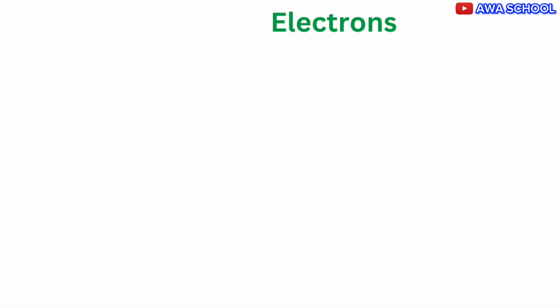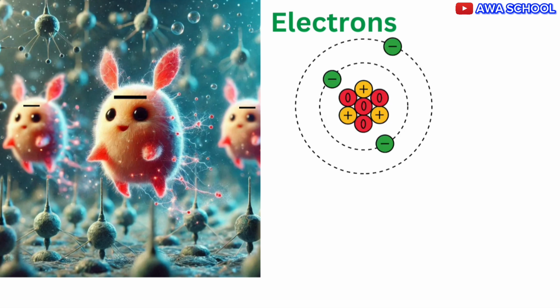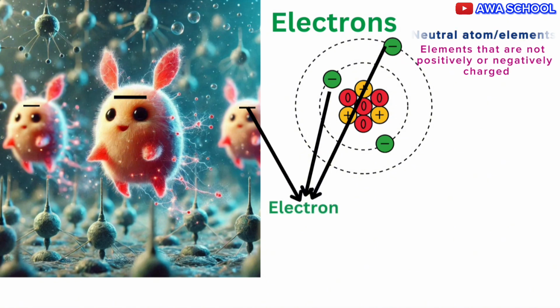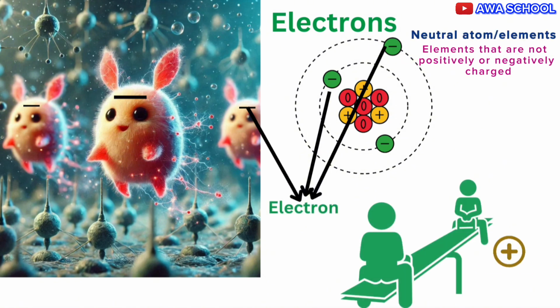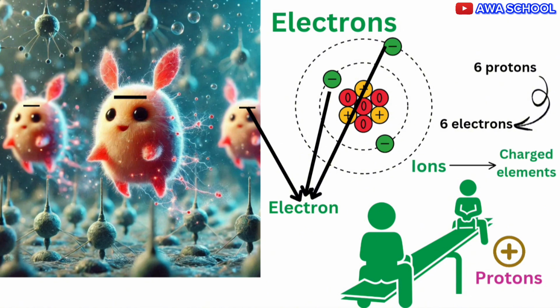So we will assume electrons to be the tiny energetic creatures with a negative charge that move around the nucleus in imaginary orbits. In a neutral atom, electrons are equal to protons in number. Exactly. But when an electron joins or leaves an atom, they form an ion, which is also called charged element.